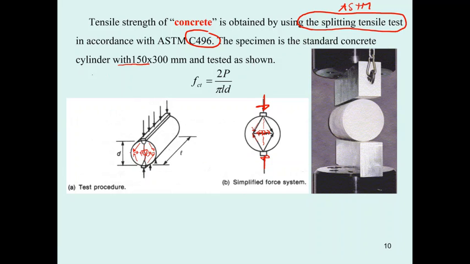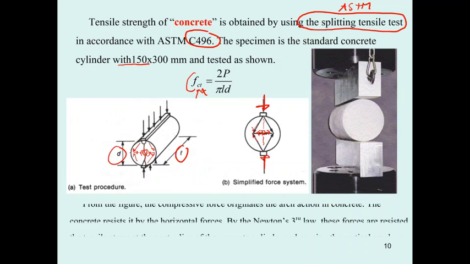That is F sub CT. F sub C is concrete, T is tension, equal to 2 times P divided by pi times L times D, where L is the length and D is the diameter. So we have the lab where you are going to use this equation for the tension test of the concrete, and you will find that the concrete has a low tensile strength compared to its compression strength. Usually it is about 10 to 15% of the compressive strength.